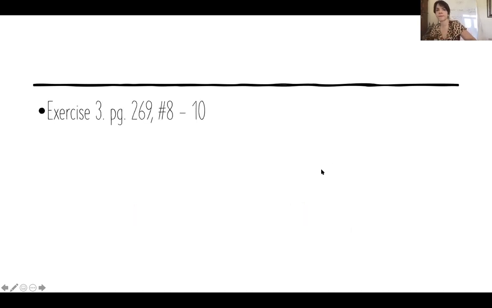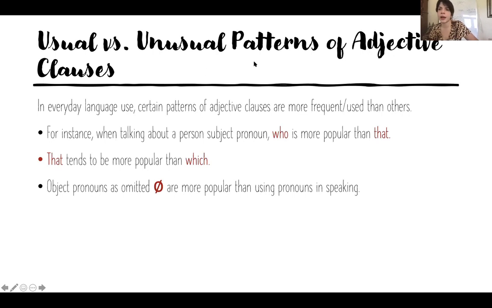Okay? And then you do exercise 3 on page 269, items 8 to 10. Okay, now we're moving on.